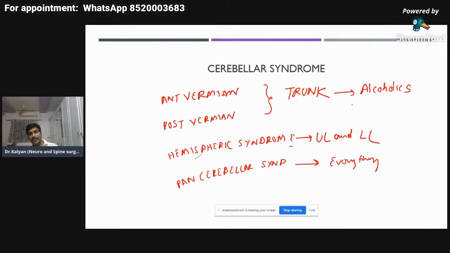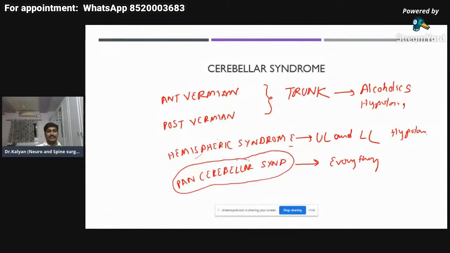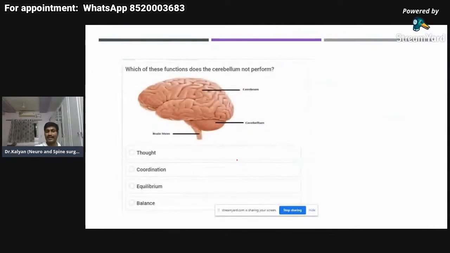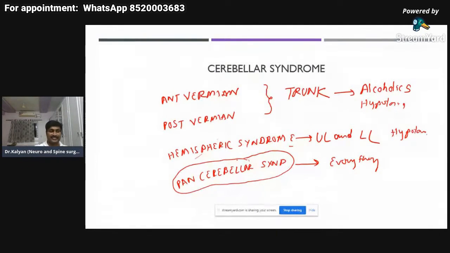And also in the Vermian syndrome, we have hypotonia in the trunk. Whereas in hemispheric syndrome, we have hypotonia in the limbs. And in the pancerebellar syndrome, we have truncal ataxia, ataxia and hypotonia of the upper limb and lower limb, we have nystagmus, we have scanning speech, everything. So this is the pancerebellar syndrome. Then comes the examination of the cerebellar functions, which I'm not going to cover now, but I'll cover in my subsequent classes.